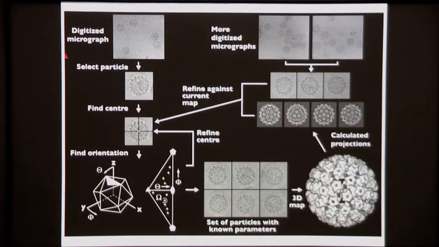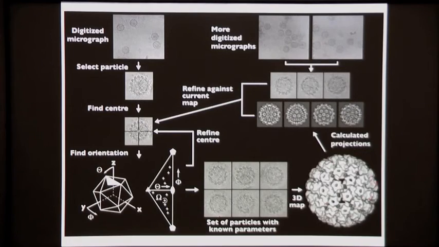And you then select particles, you find their centers, you refine centers and find orientations, and you then build yourself a set of particles with known parameters of orientation and position, which you must know in order to put this stuff together correctly. And from that, you can calculate a three-dimensional map. In this case, this is papillomavirus, human wart virus. From this map, you can make calculated projections, which are obviously much cleaner and nicer than the single images, because they've been averaged icosahedrally and from different particles.